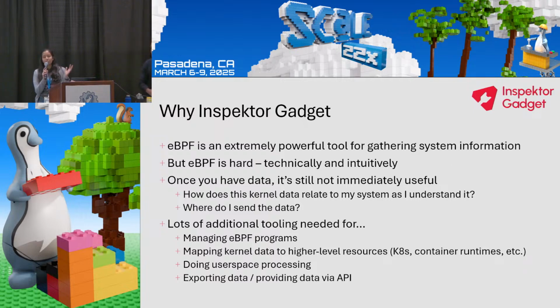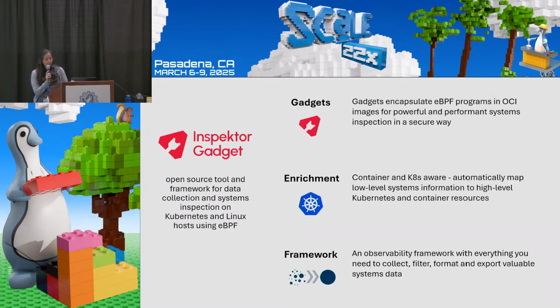And if we want to do all of these things, there's a lot of tooling and a lot of processes that we need to incorporate into our system to make it happen. You need your eBPF programs themselves, something to manage them. You need to map kernel-level data to higher-level resources, like I mentioned before, containers, Kubernetes resources. Oftentimes, there's additional processing needing to be done in the user space, and then probably another host of tools needed to export the data.